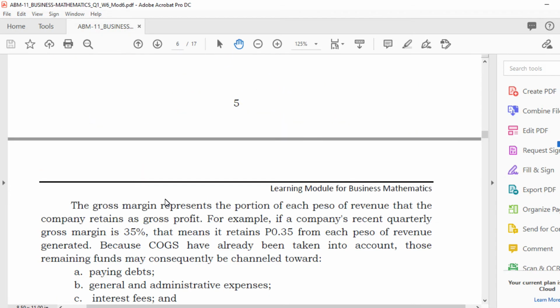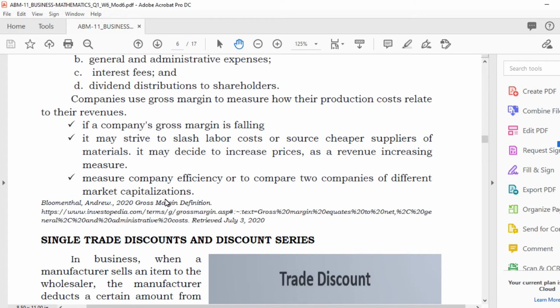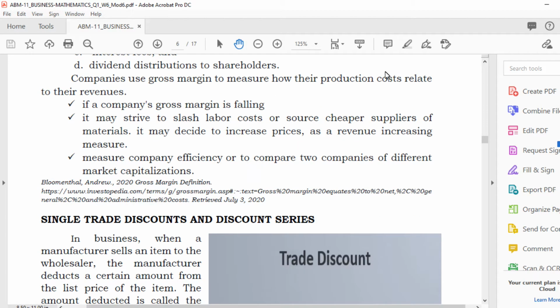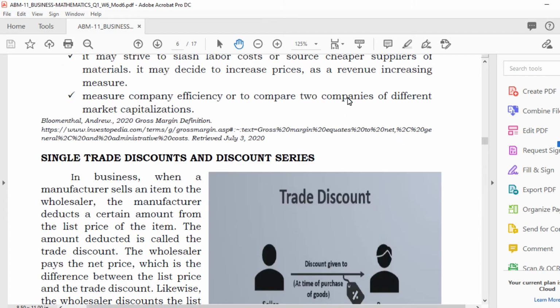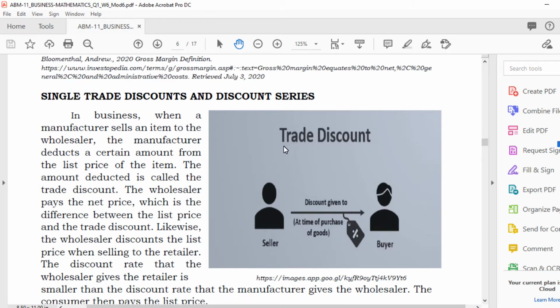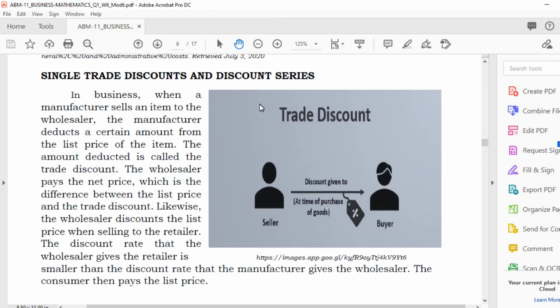Okay. Ginagamit nilang gross margin para malaman kung magkano ang production costs relate to their revenues. And then, single trade discount naman. Single trade discounts and discount series. So, ito yung pangatlong topic. Sa single trade discount, ito yung isang beses mo lang siyang i-discount. For example, bibigyan ka niya ng 10% discount. Yun lang ang ilalabas mo.